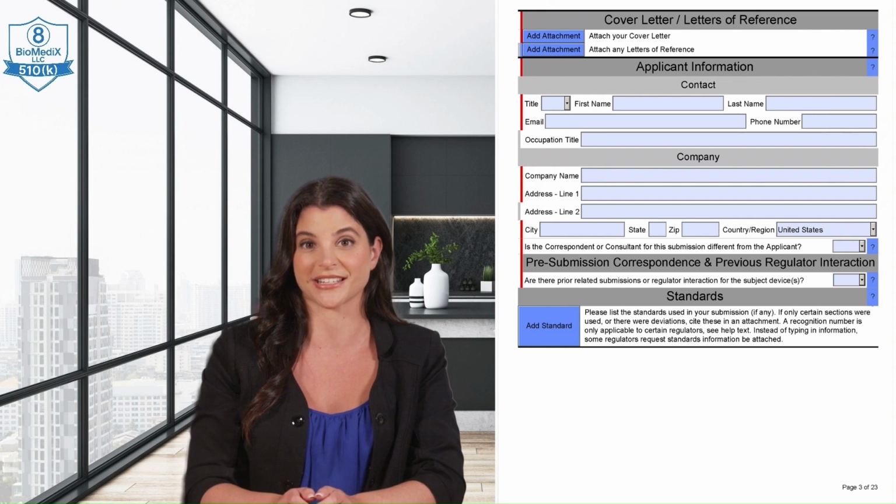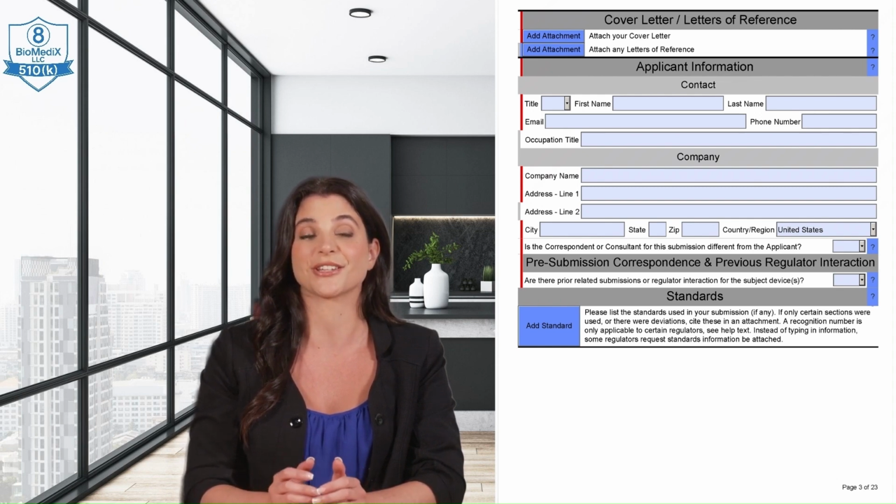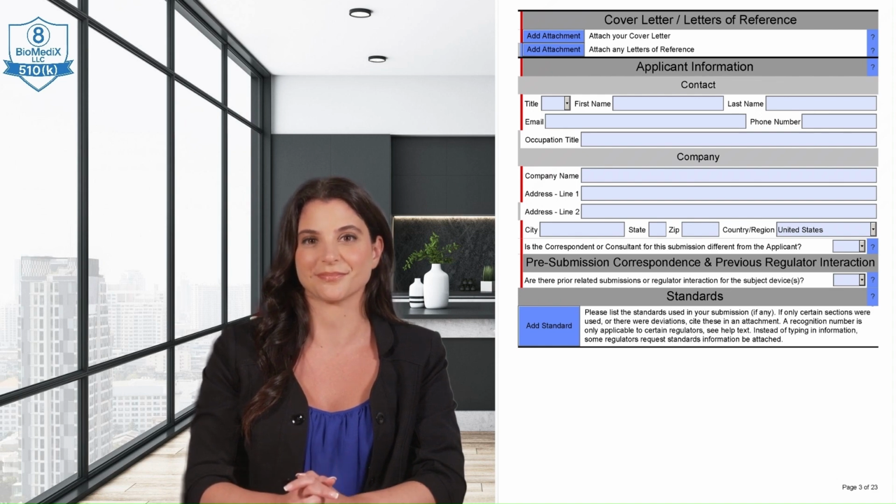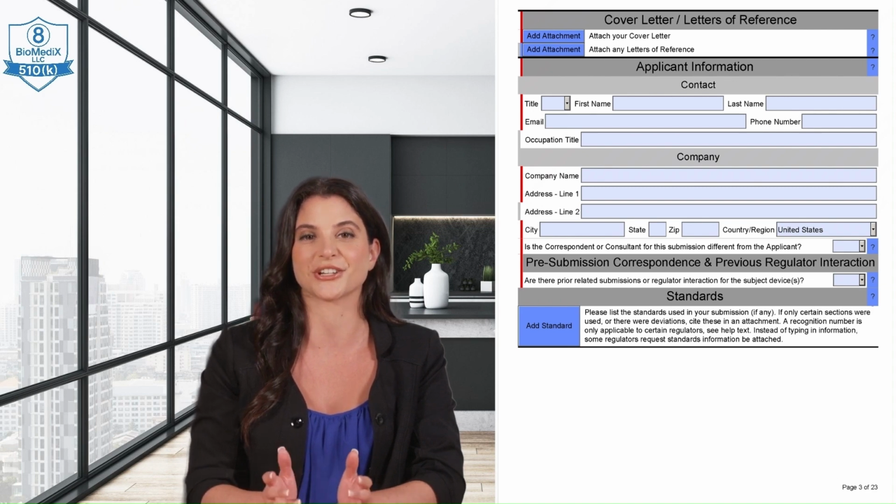Following that, you'll indicate if there are prior related submissions or regulator interaction for the subject device or devices. Finally, on this page, you'll list any standards used in your submission and cite attachments where deviations or justifications are provided. Page 4, Device Description.